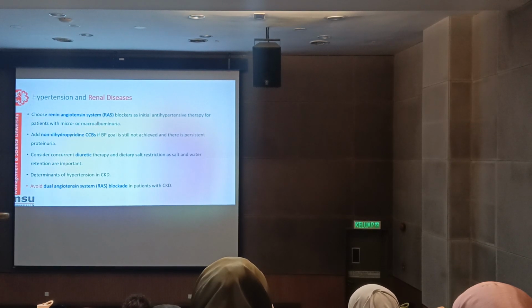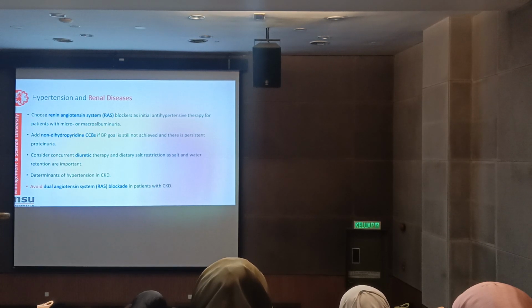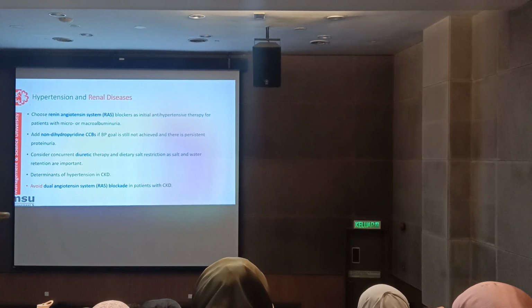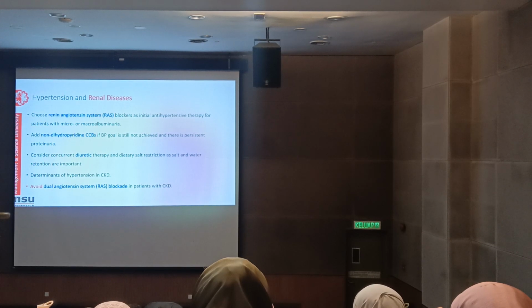If you have a hypertensive patient with a renal problem, a renin-angiotensin system blocker is the initial antihypertensive therapy for patients with micro and macroalbuminuria. Forget about that; if you have any renal problem, the renin-angiotensin system blocker is still a choice of drug.